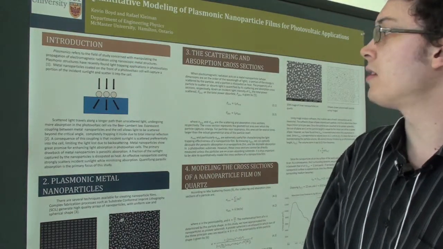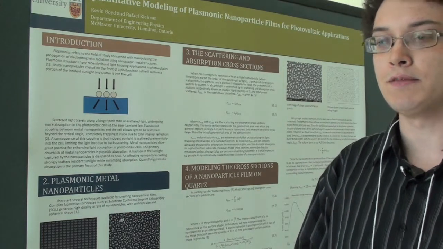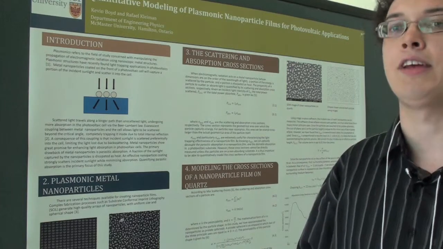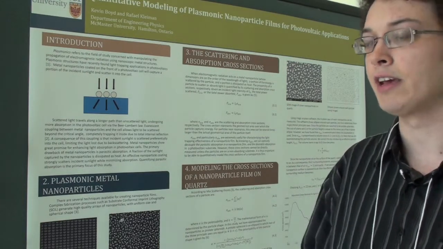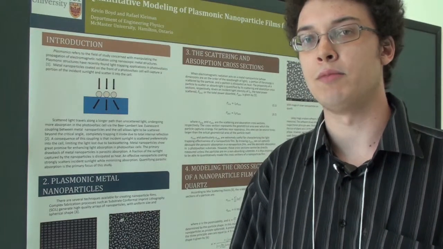Now, one of the issues with using silver nanoparticles is that they absorb some of the light themselves. This light is lost as heat and doesn't generate electricity. So what we want to be able to do is quantify the absorption losses in nanoparticles.